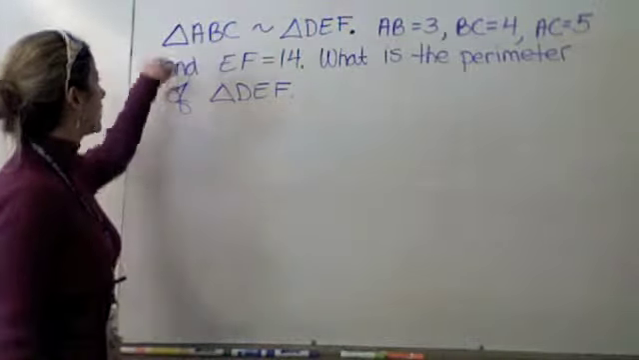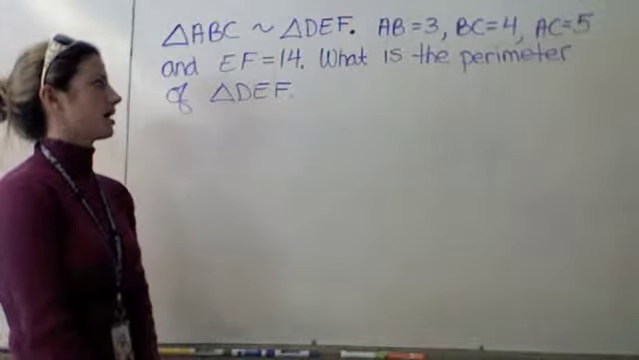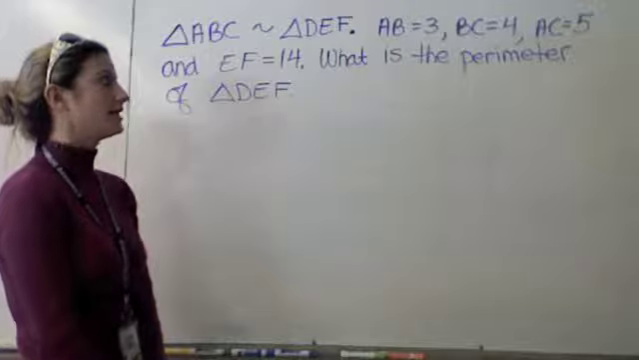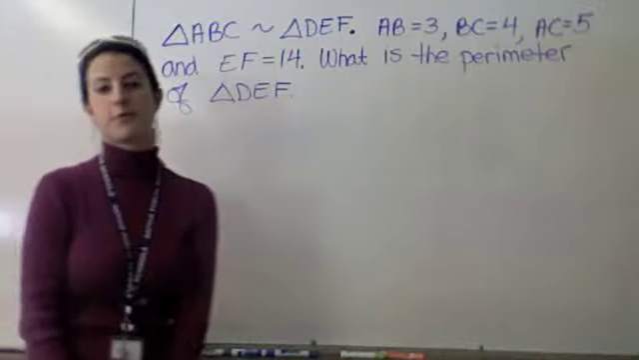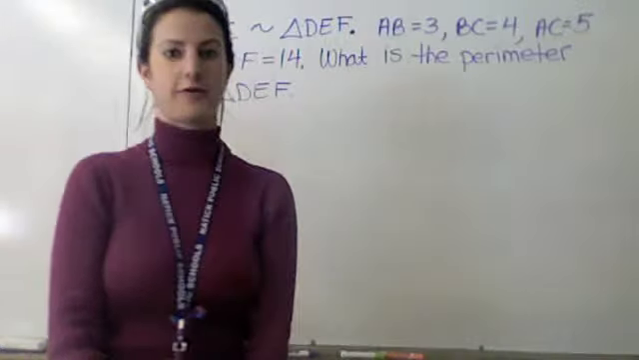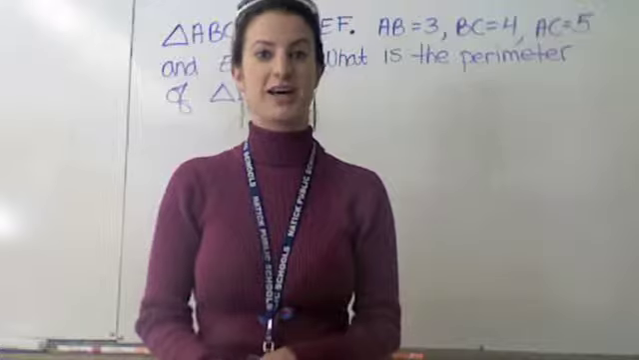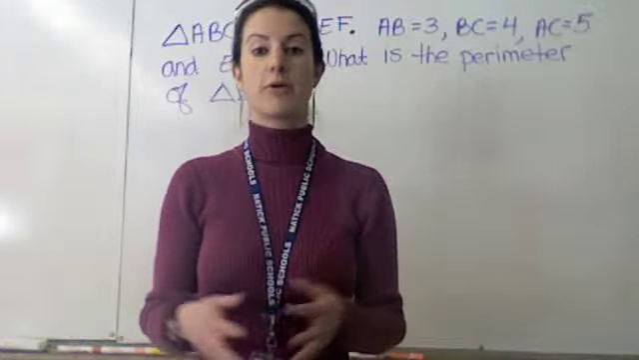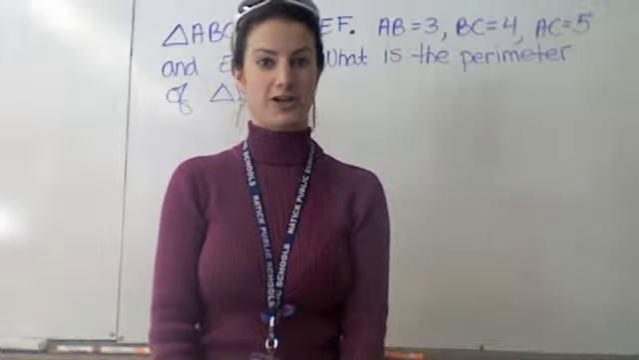So triangle ABC is similar to triangle DEF. AB equals 3, BC equals 4, AC equals 5, and EF equals 14. What is the perimeter of triangle DEF? So my tip for this one would be draw a picture. A lot of times when you see words, you're not really sure what you're supposed to be doing. So my tip for this is draw a picture.